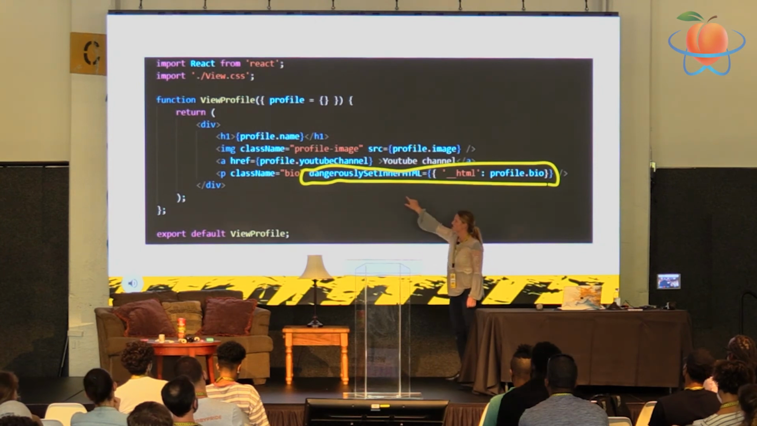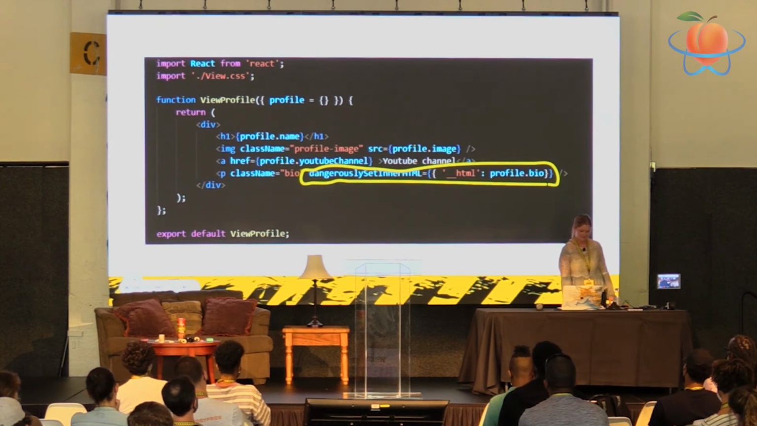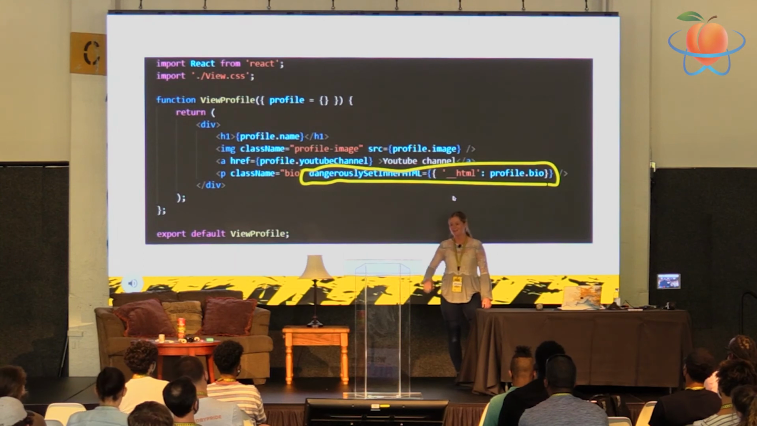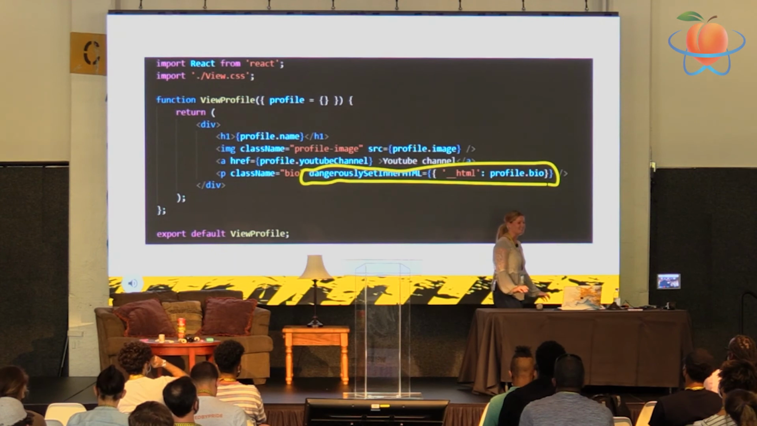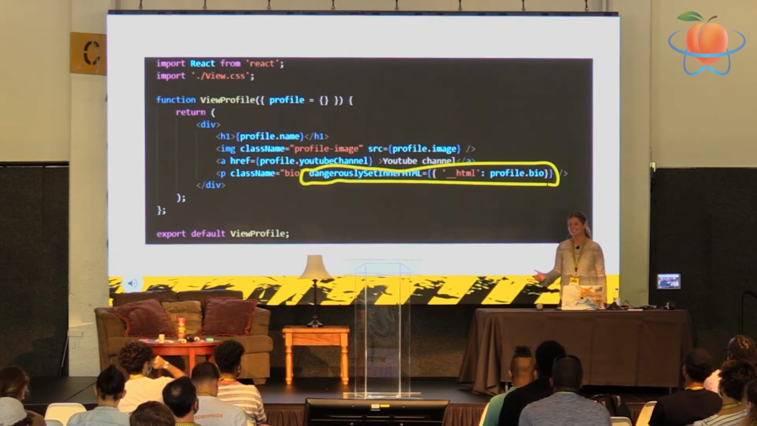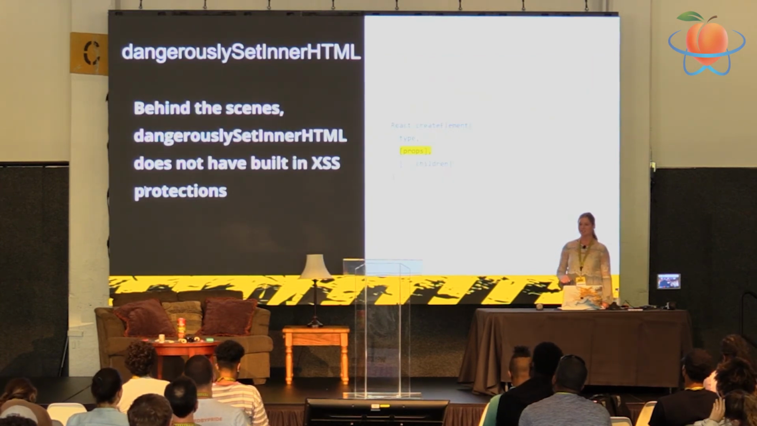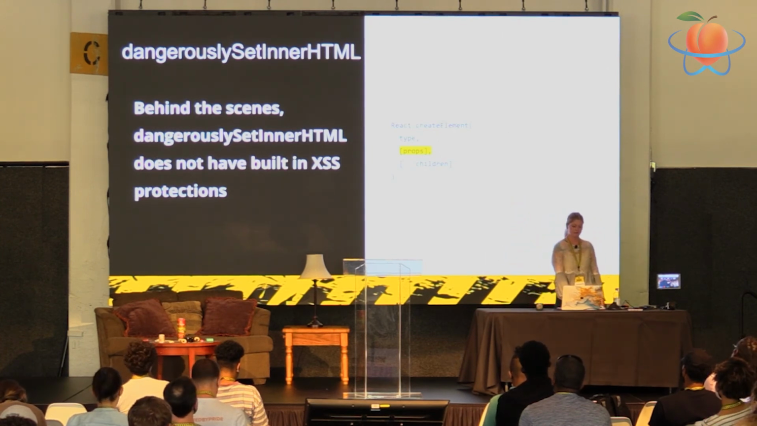But this prop is a little bit different. So take note of the name. Whenever you see the word dangerous in React code, this isn't a mistake. So the team named it dangerouslySetInnerHTML for a reason. That's because it is indeed dangerous. There are no built-in cross-site scripting protections with props or with dangerouslySetInnerHTML.